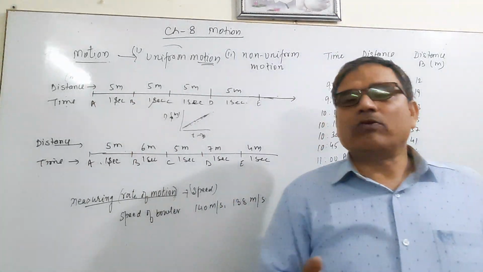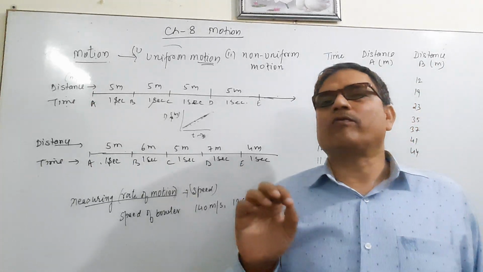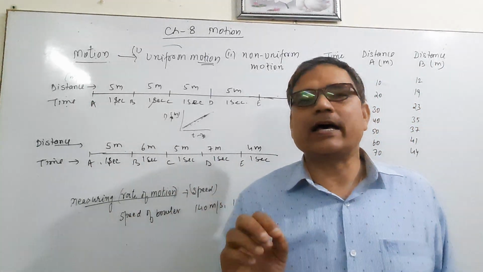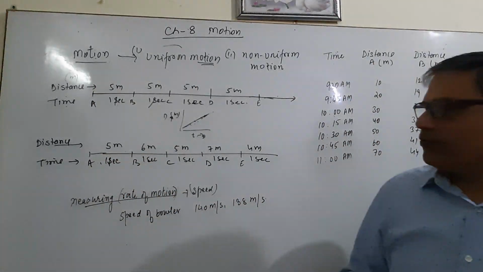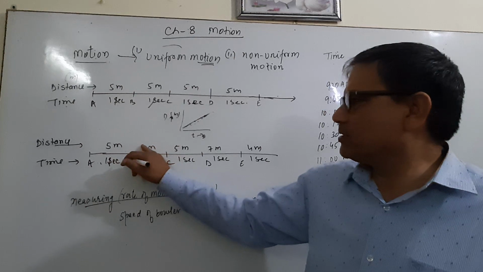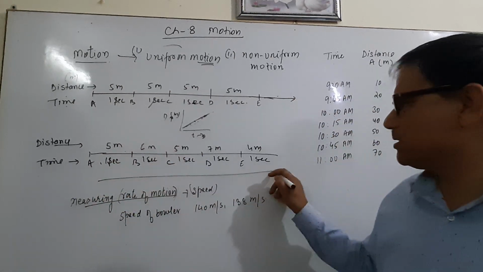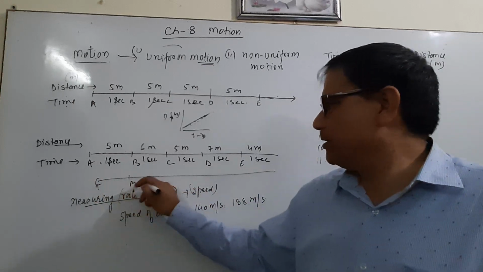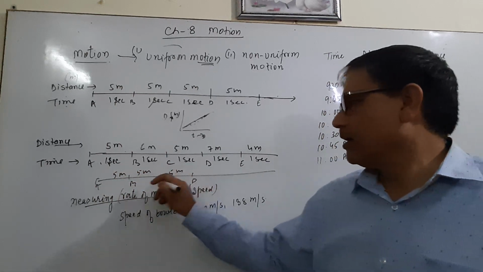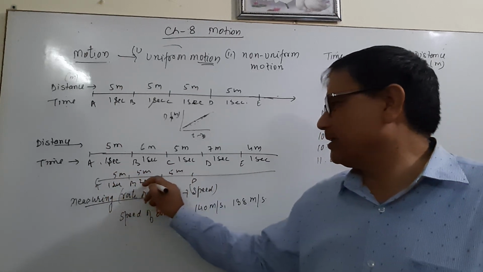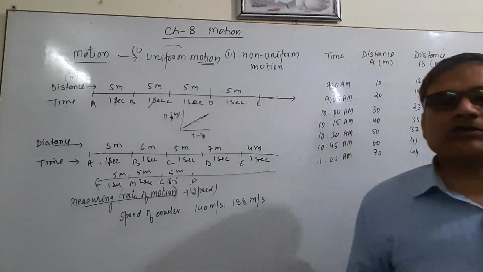What can we say about non-uniform motion? When an object covers unequal distance in equal intervals of time, it is known as non-uniform motion. Or, if we change the slide: A, B, C, D, with 5 meters, 5 meters, 5 meters, and the times 1 second, 2 seconds, and 1.5 seconds. This is also non-uniform motion.